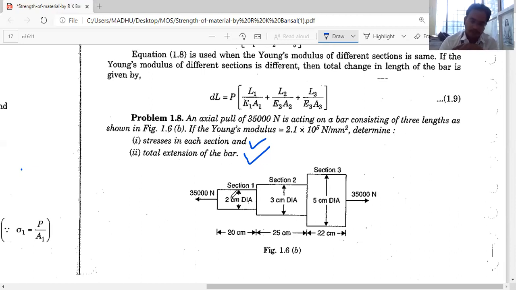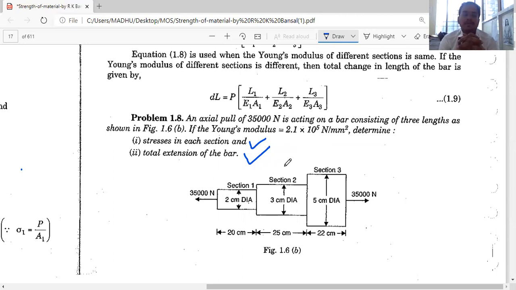Now, stress means force per area. So, how much resistance force is acting in this body? It is 35,000 Newton, and force per unit area. What is the area? It is 2 centimeters diameter, so pi by 4, 2 centimeters square. Convert that centimeters into mm because we have Young's modulus in Newton per mm square. 2 centimeters is equal to 20 mm. Then pi by 4 d square. In all the cases, you find area 1, area 2, area 3. Then load by area, load by area, load by area for three different sections.